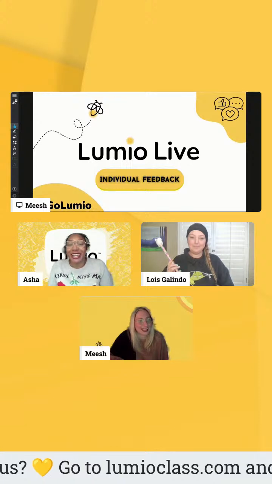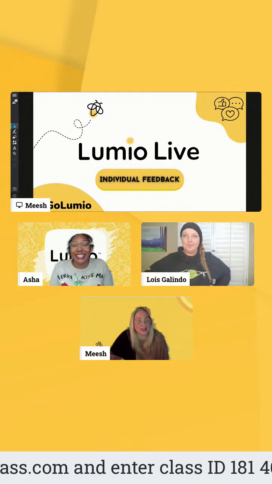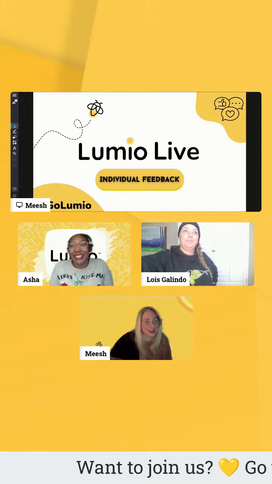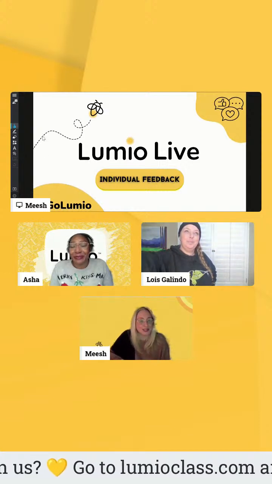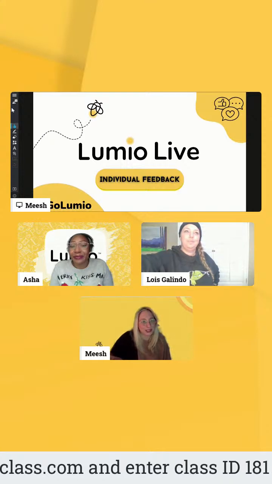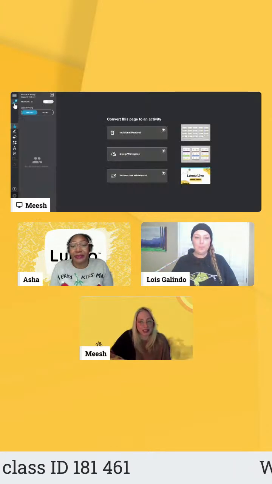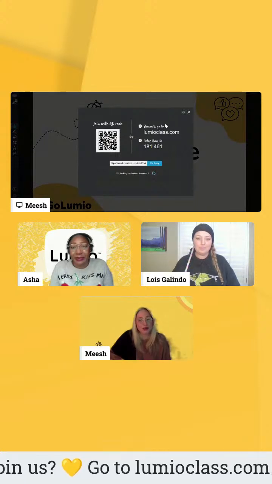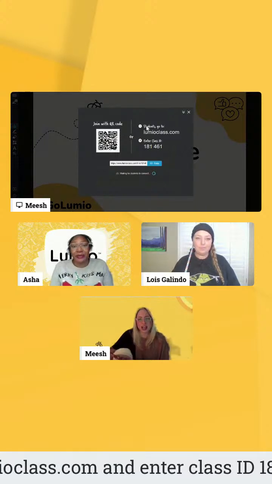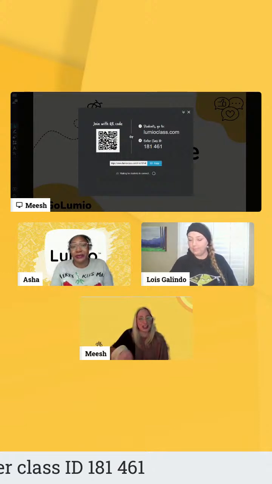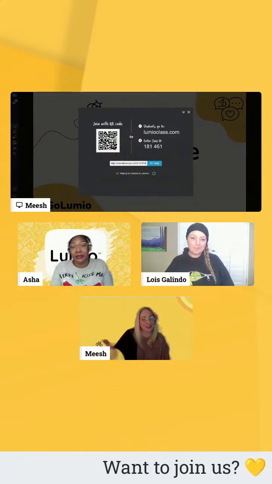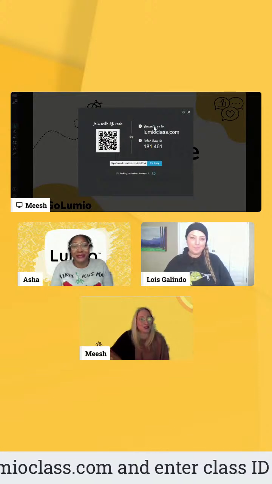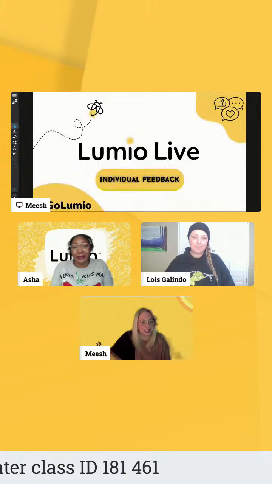Mish, take it over. Thanks, Asha. So, if you didn't hear, Asha this time said lumioclass.com. Instead of hellosmart.com, now your students can easily go to Lumio Class. When you click on your join link right here, you'll see that switch over. But no worries. If your students are used to Hello Smart, that'll still work. But just FYI, when you pull up this little pop up here, it will say Lumio Class from now on.